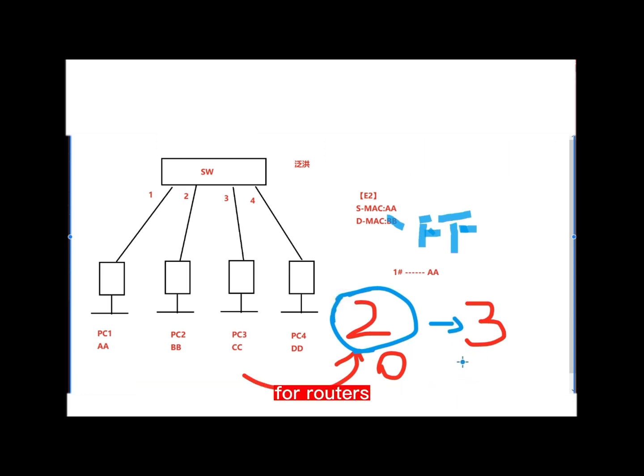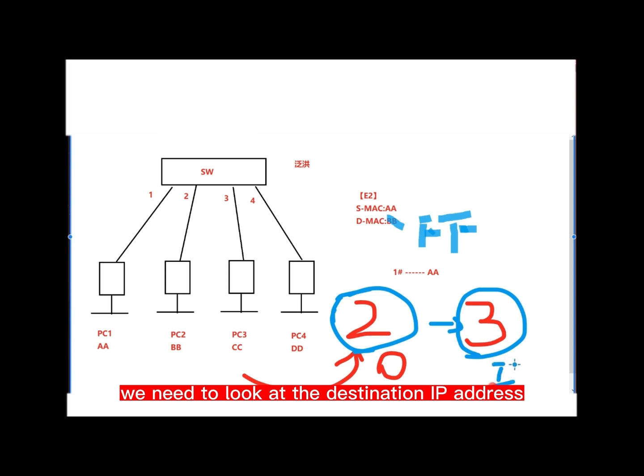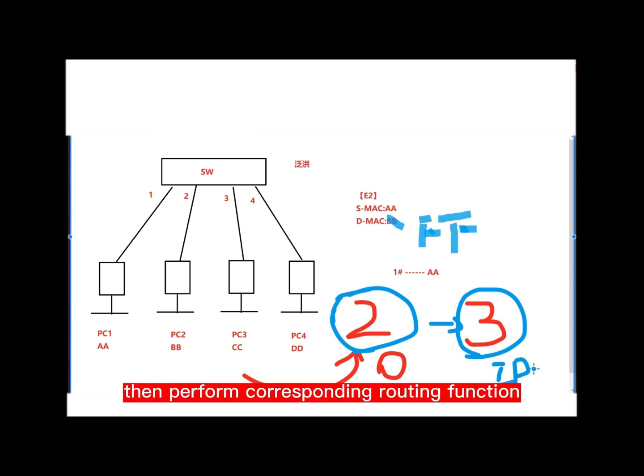For routers, after receiving, they must first look at the second layer: the destination MAC must be sent to the router itself. Yes. Then look at the third layer. In the third layer, we need to look at the destination IP address, then perform the corresponding routing.